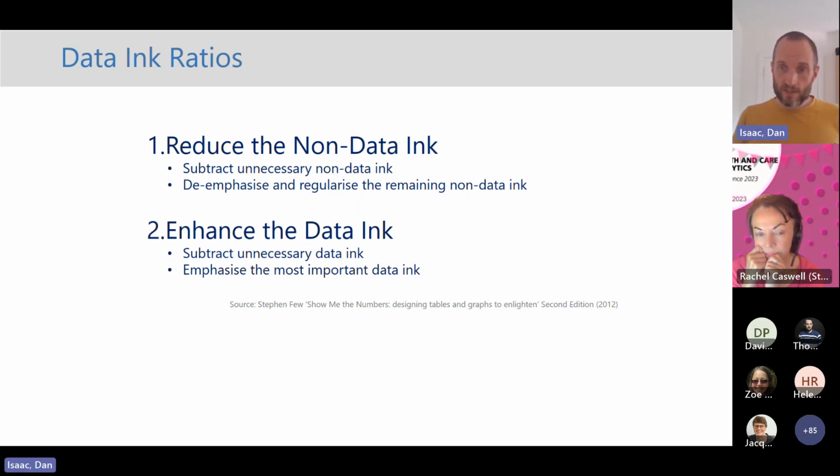Similarly, when we say enhance the data-ink, that doesn't just mean throw all of your data into this visualization so it's completely full of data. It means get rid of any data-ink that isn't relevant to the story that you're trying to tell, and emphasize the data-ink that is most important to the story you're trying to tell.